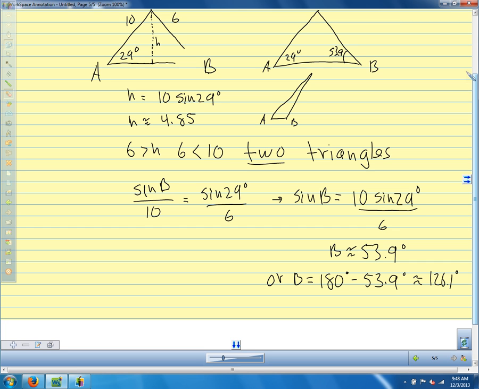So questions there? All right. So the ambiguous case is not necessarily difficult, just something we have to be aware of. With the side-side-angle triangle, we need to be aware that we could have the ambiguous case. We could have no triangle, one triangle, or two triangles. And we just have to do our checking to make sure which situation we have.